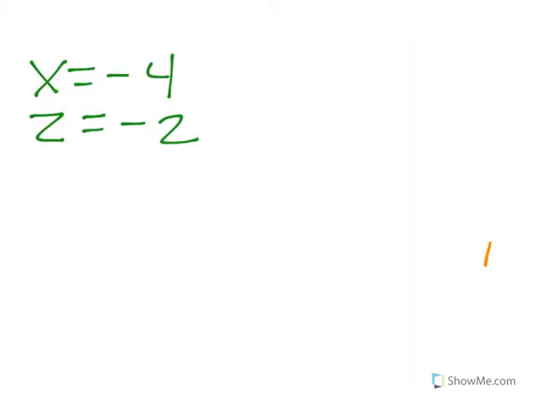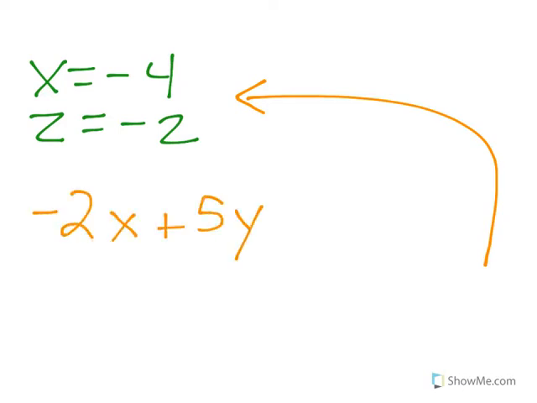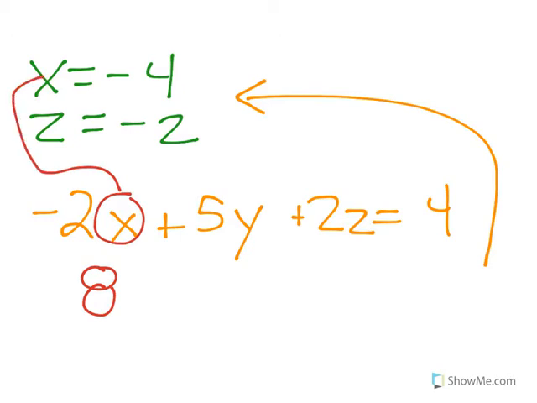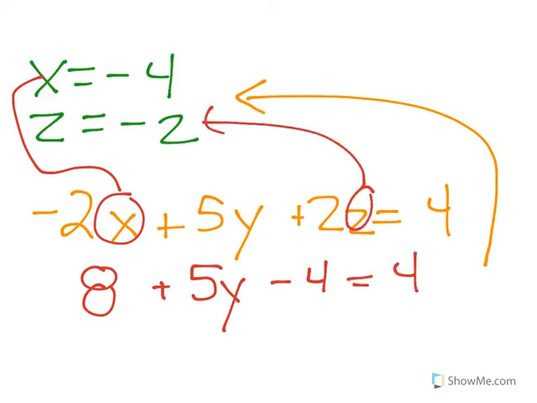Okay, so here's the information I found in the 2 steps before this, and all these problems will be this long. And I picked, after that, in the end, any equation to work with. So I've got negative 2x plus 5y plus 2z equals 4. I'm going to use the numbers I have and fill them in. So negative 2 times negative 4 is 8 because of that x, plus 5y plus 2 times negative 2, let's get rid of that minus sign, is negative 4 because the z is negative 2, equals 4.